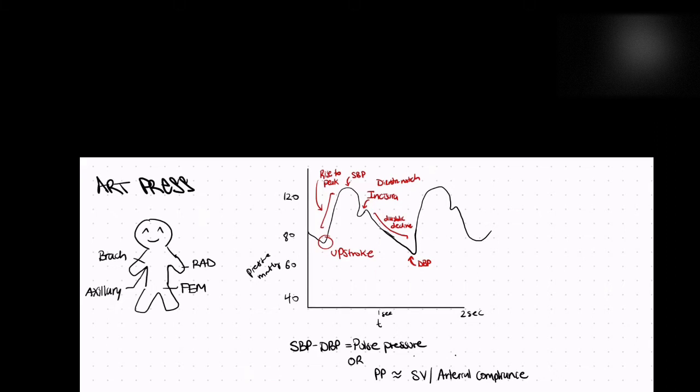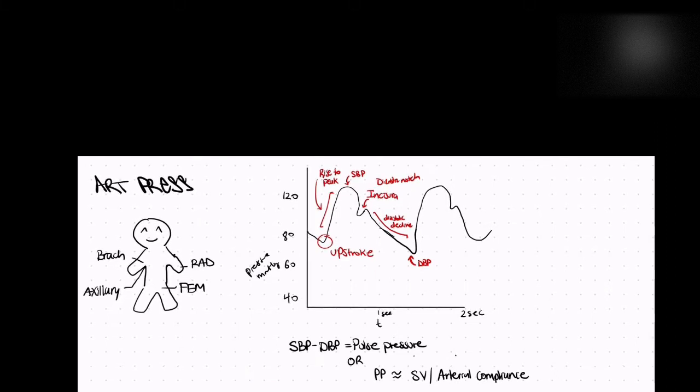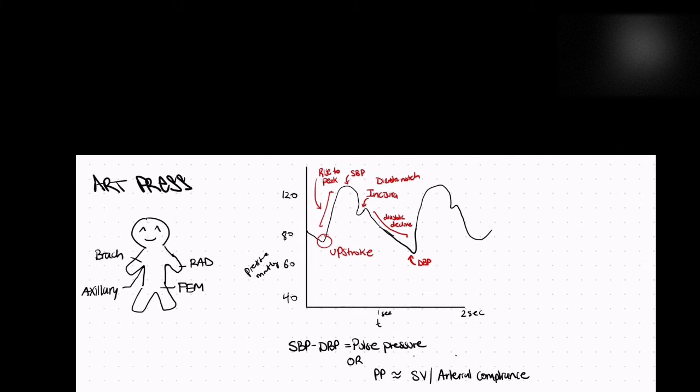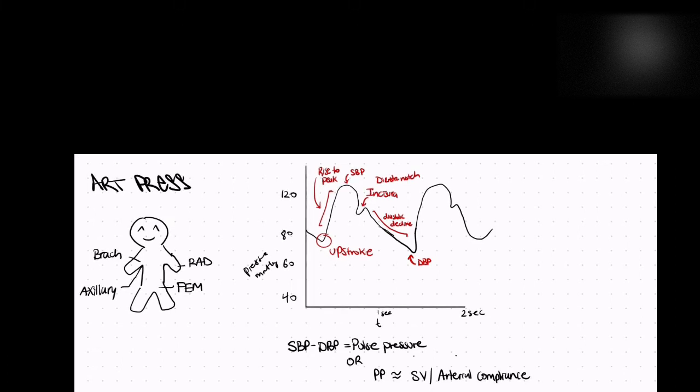The two things that the pulse pressure is dependent on are the stroke volume, the amount of blood that is pushed out of the heart with one contraction, as well as the compliance, inversely proportional to the compliance of the arterial vasculature.